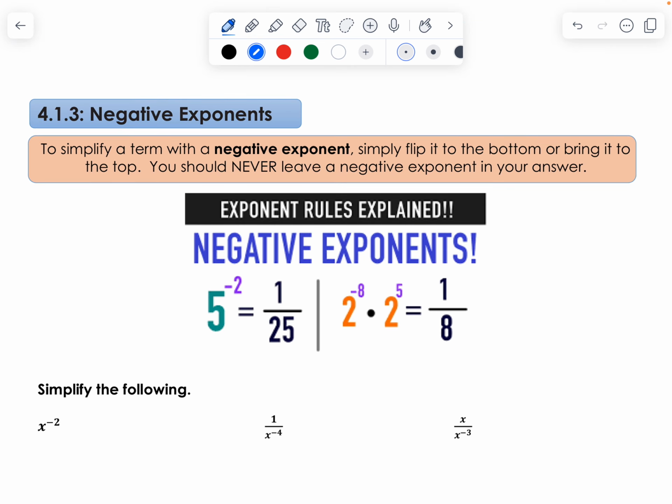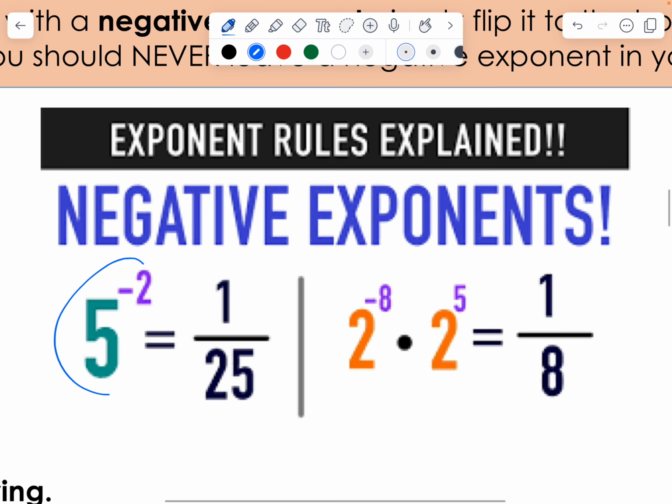And then here's the last property, so negative exponents. To simplify a term with a negative exponent, we simply flip it to the bottom if it was on top, or bring it up to the top if it was on the bottom. So for example, here we've got 5 to the negative 2 power. So we're going to drop that down to the bottom. So we're going to leave a 1 up above over 5 to the 2nd power. We want that exponent to turn positive. And in order to turn positive, it must get flipped either down to the bottom or up to the top. So 5 to the 2nd went down to the bottom, which became 25.